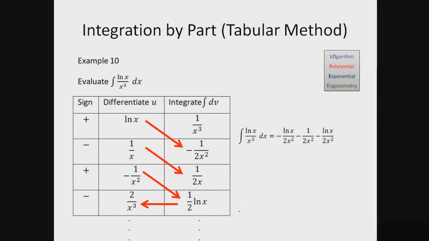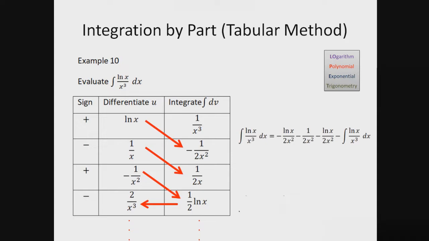As I stop at the fourth row here, we multiply 1 over 2 ln x by 2 over x cubed, and it's connected with the negative sign, so we put negative integral of ln x over x cubed dx. So remember, when we multiply any functions in the same row, we have to put the integral and dx, and connect it to where the sign is. Okay, now we have to simplify it.